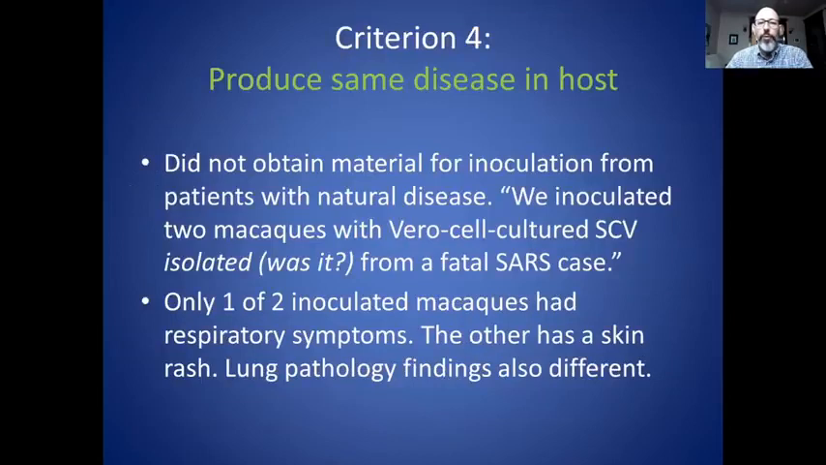So criterion 4, produce the same disease in the host. They did not obtain material from patients with the natural disease. Instead, they used the virus that was cultured in monkey kidney cells. So once again, those cells would be producing exosomes, and the virus was never isolated, so it's not really clear what exactly they're inoculating them with at all.